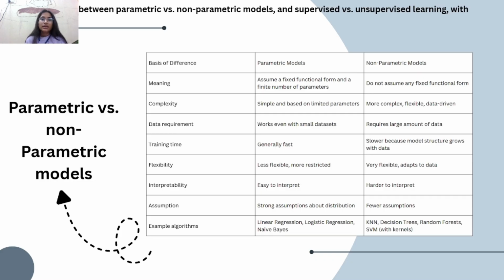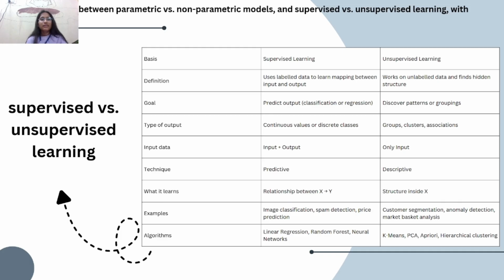So here on the screen, you will see one tabular representation of parametric and non-parametric models. Here we have some parameters on which we classify these two different models, like meaning, complexity, data requirement, training time, flexibility, interpretability, assumption, and example algorithm. So you can check out from here. After this, we have another concept called supervised and unsupervised learning.